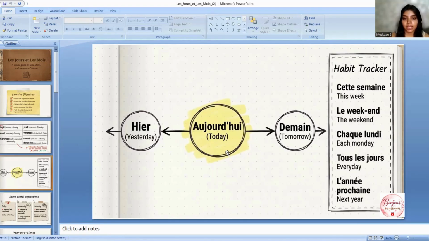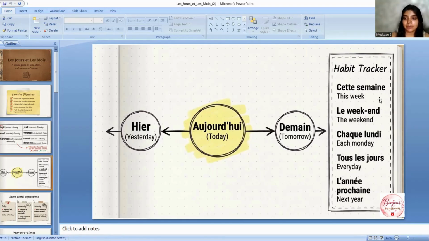Aujourd'hui means today. And if you're talking about yesterday, it will be hier. H is silent here, so it will be hier. And tomorrow will be demain. So today is aujourd'hui, yesterday is hier, and tomorrow is demain. Aujourd'hui, hier, demain.